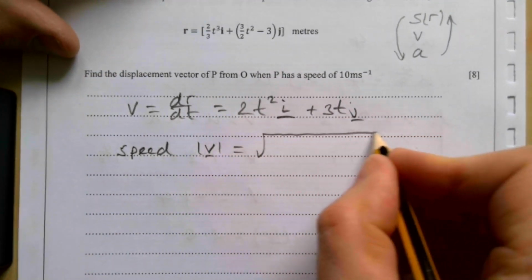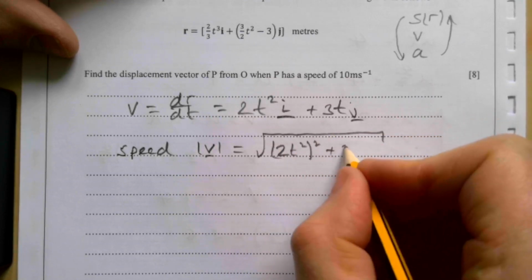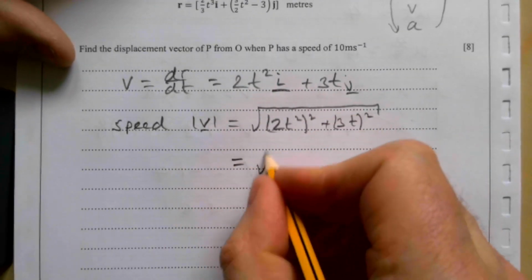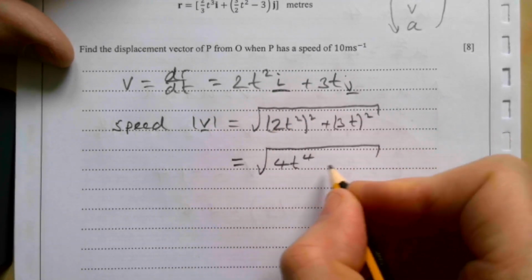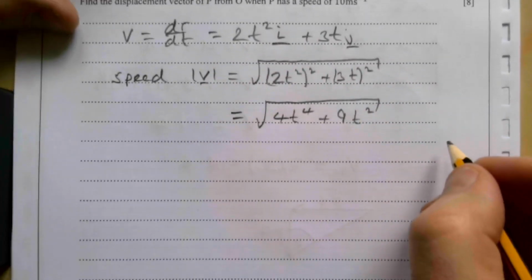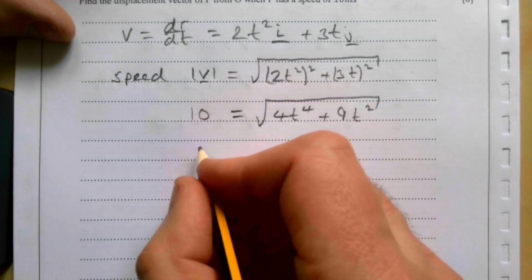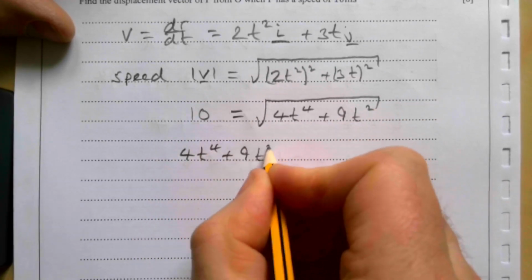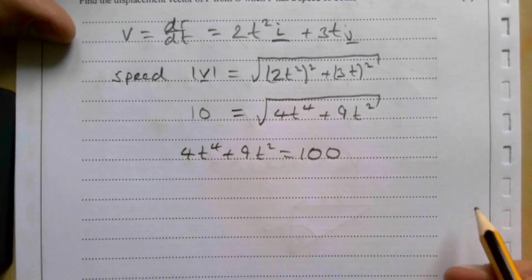So we're going to have to find the square root of (2t squared) squared plus (3t) all squared. If I start to tidy that up, squaring this obviously gives me 4t to the power of 4, and then that gives me 9t squared, and it's the square root of that which equals our 10. So I'm going to square both sides here and rearrange it a bit. So it's going to be 4t to the power of 4 plus 9t squared equal to 100. I hope you see what I've done there. I've squared both sides to get my 100, and we end up with that.